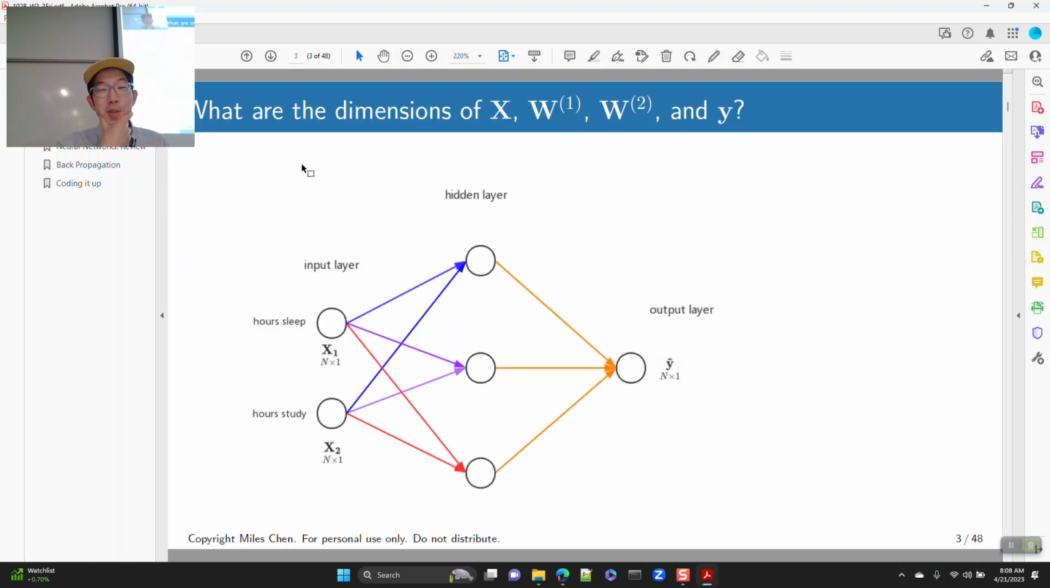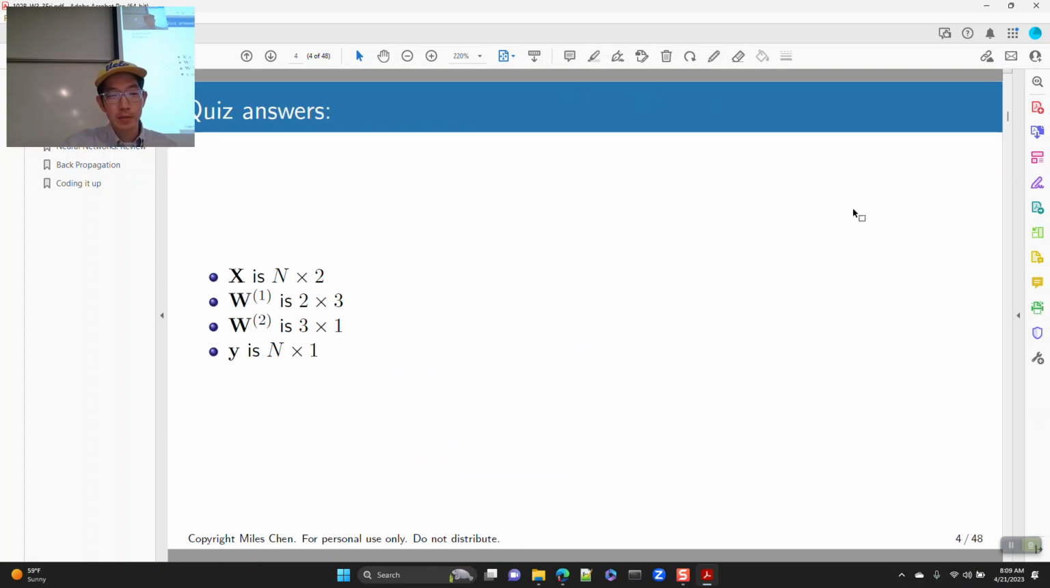Okay. What are the dimensions of W1? Matrix W1, what are the dimensions of matrix W1? 2 by 3. All right. Two rows coming in because we got 2 nodes coming in, and then three nodes going out, so it's going to be 2 by 3. Okay, what about W2? 3 by 1. Okay, and then Y is n by 1, X is n by, in our case, n by 2. Okay, there you go.